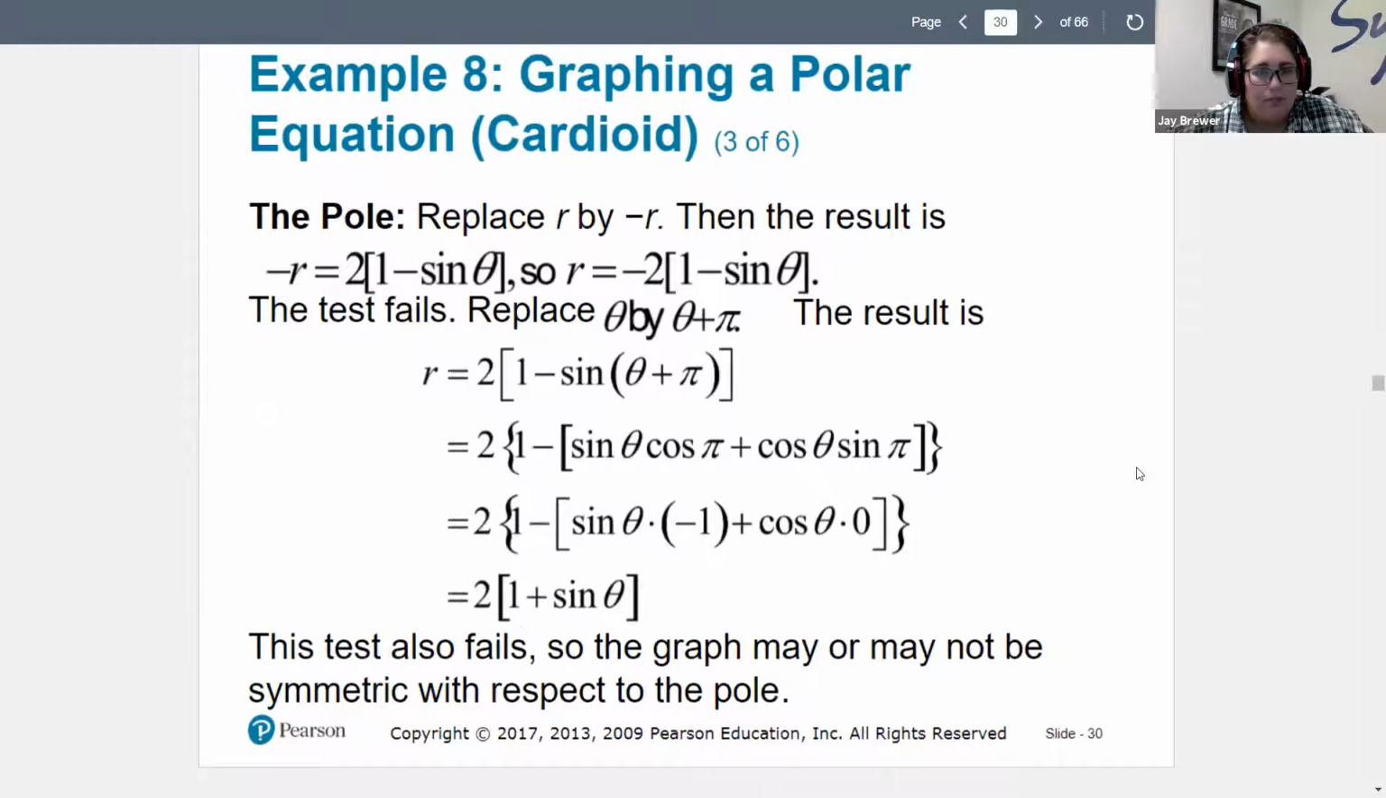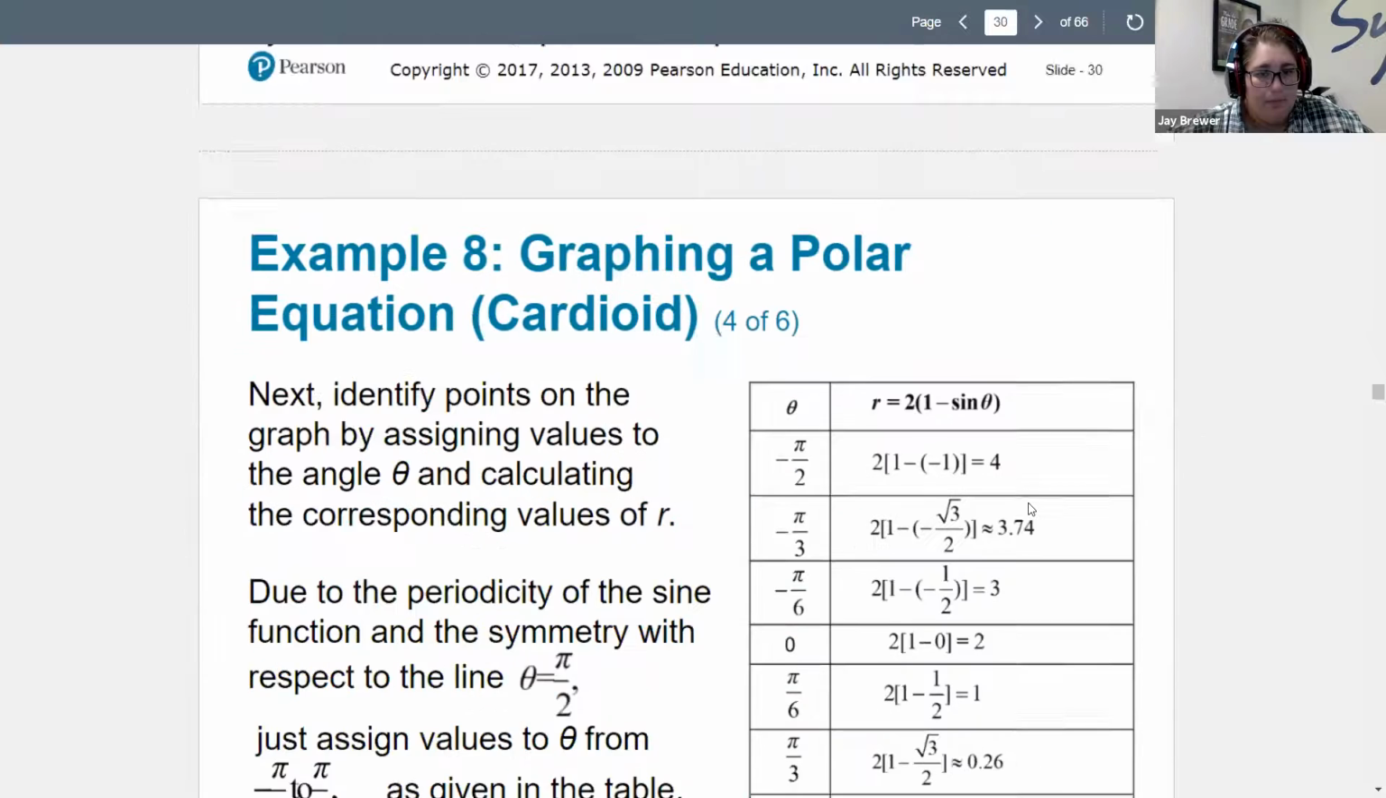And then they also check for symmetry with the pole. So they replace r by negative r. The test fails, so it may or may not have symmetry with respect to the pole.